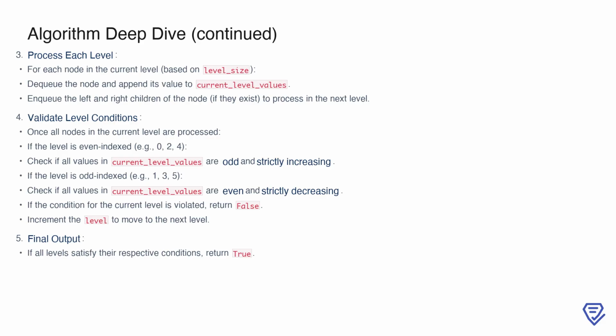Once all nodes in the current level are handled, we validate the level's conditions. On even index levels, all node values must be odd and strictly increasing. Conversely, on odd index levels, all values must be even and strictly decreasing. If any level fails to meet its respective conditions, we immediately return false. Otherwise, we increment the level index and continue. If we finish processing all levels without issues, we return true, indicating the tree satisfies the even-odd tree conditions.